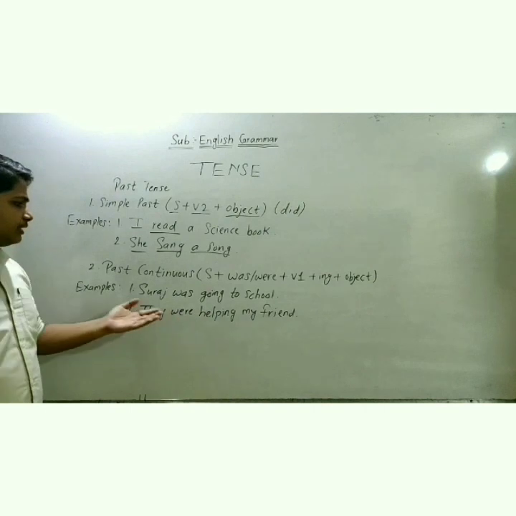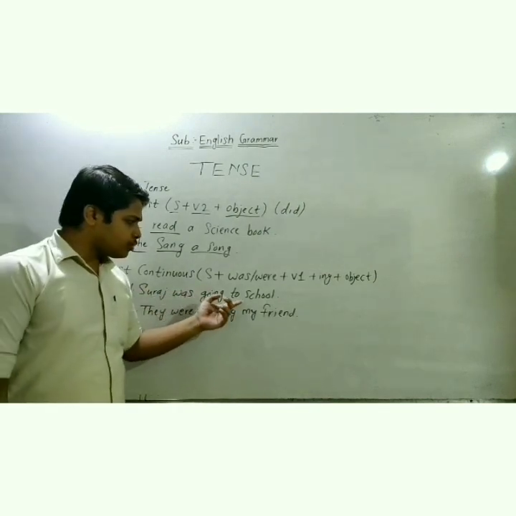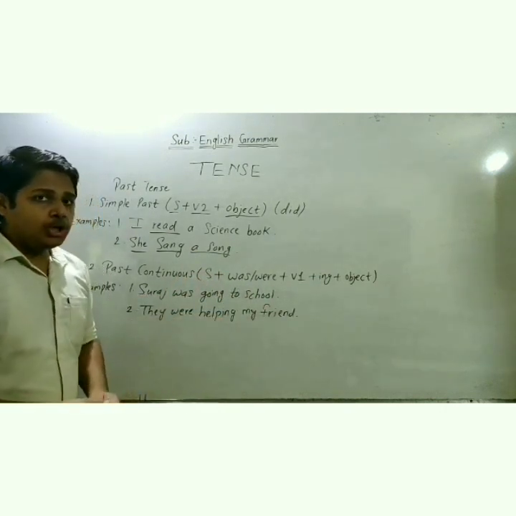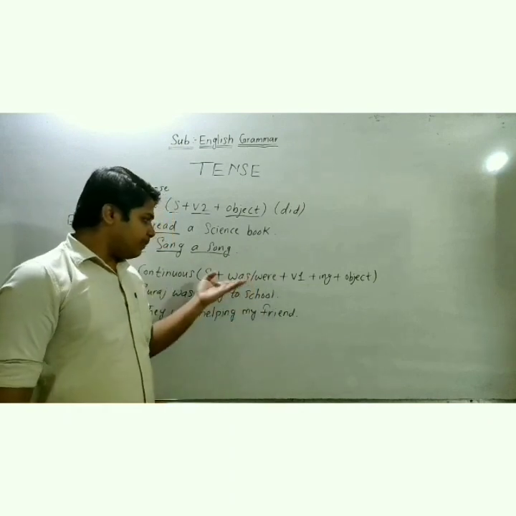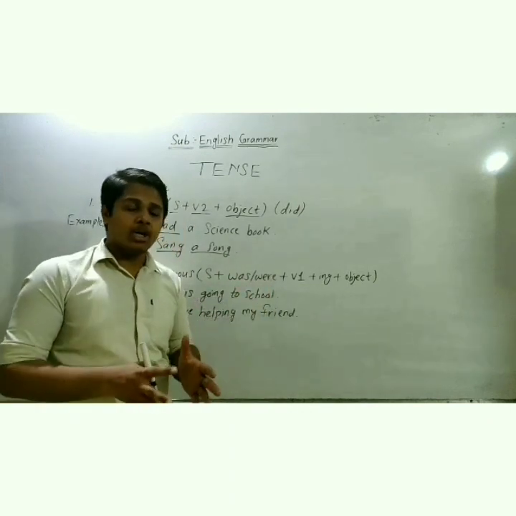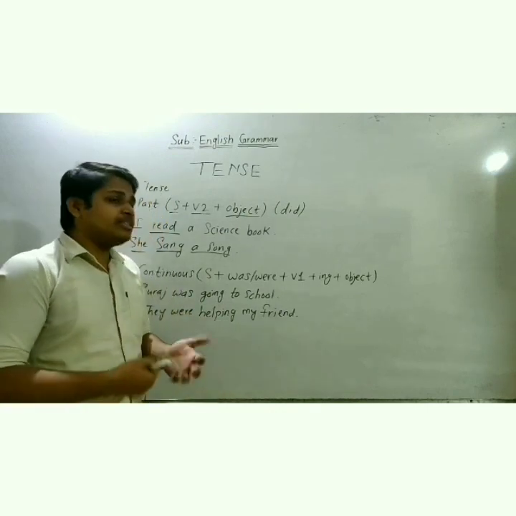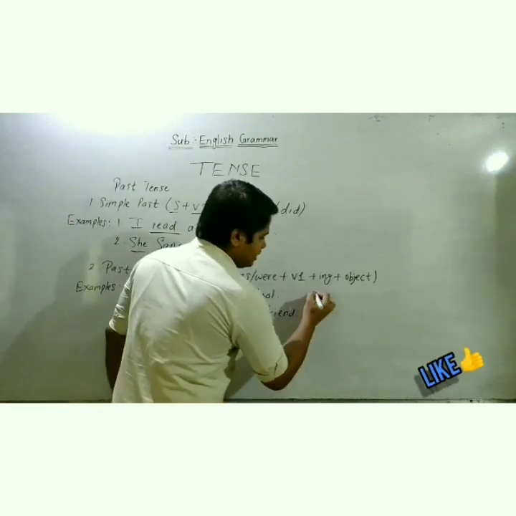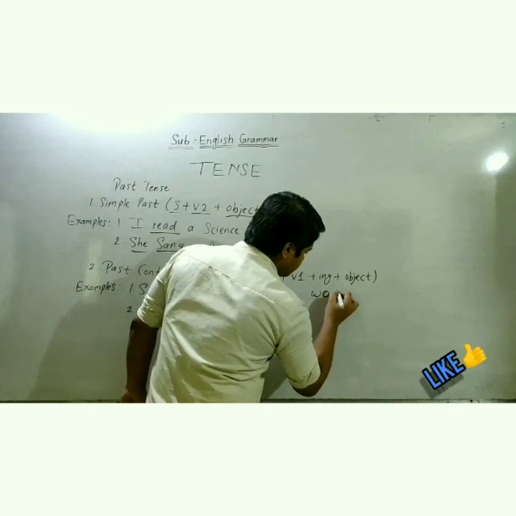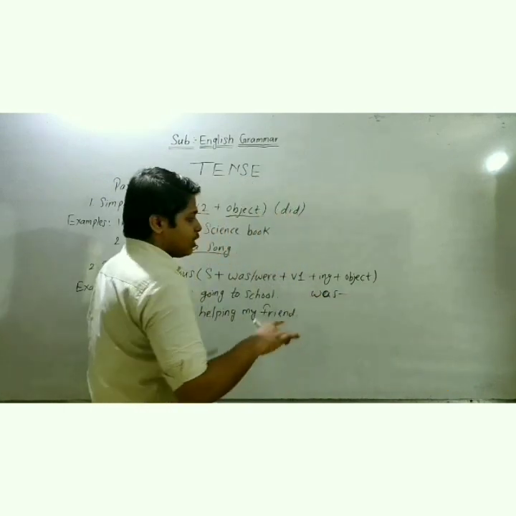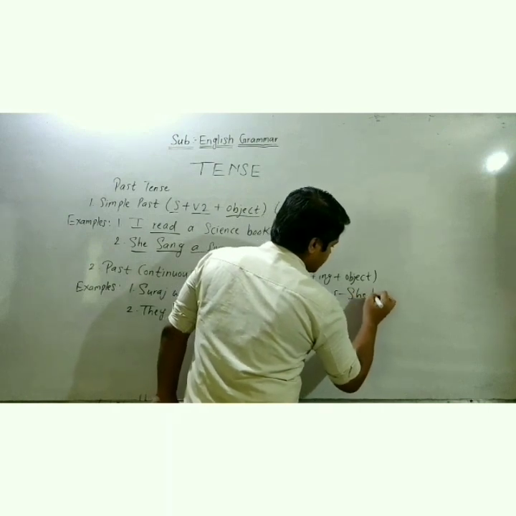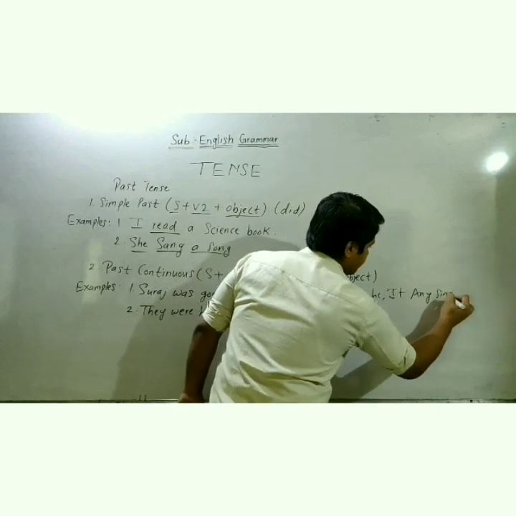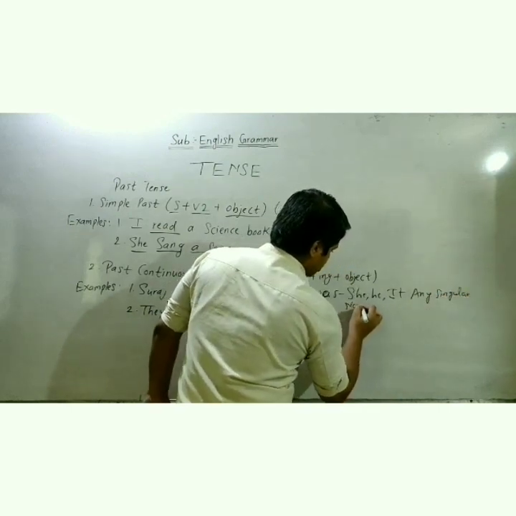The first example for this is: Suraj was going to school. According to the formula, the subject is Suraj, then was or were. I told you about was and were because they are of a particular type. The two helping verbs are there. You may be confused about which kind of noun or subject takes was and which takes were. So listen carefully. If it is was, the subject has to be she, he, it, or any singular noun.